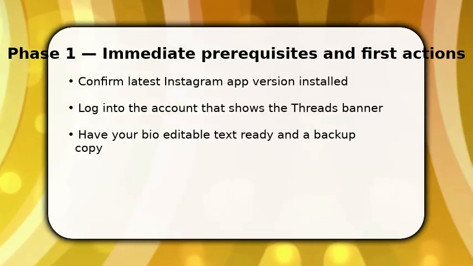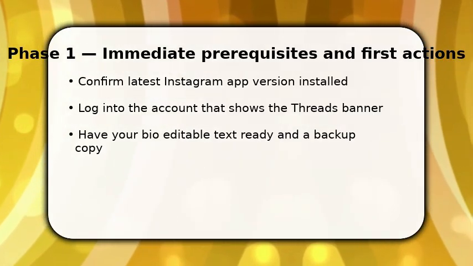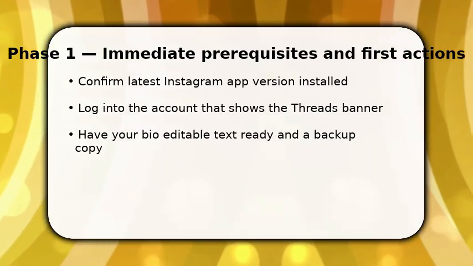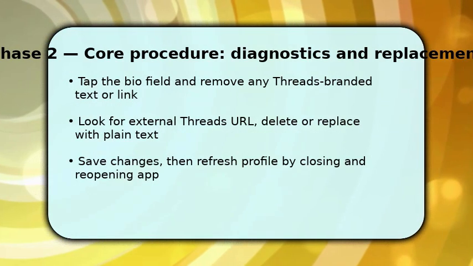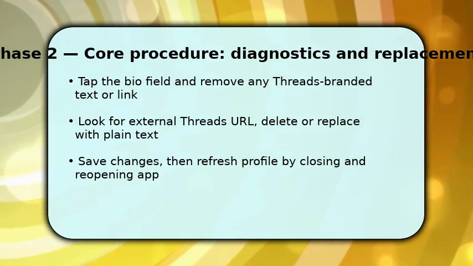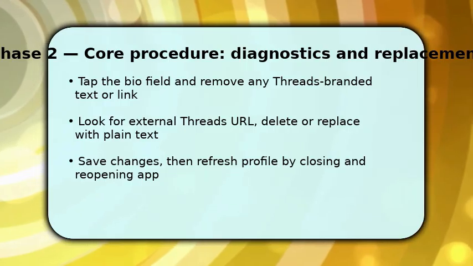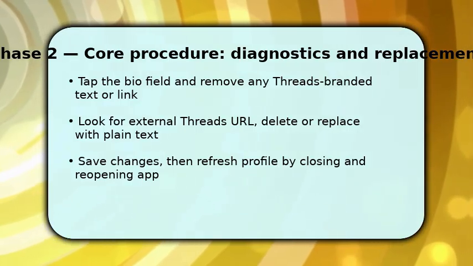If the banner is persistent, proceed to editing. This step begins the active removal process rather than passive waiting. You now focus on the bio content. Remove any explicit Threads link, tag, or keyword. Threads indicators trigger the banner.